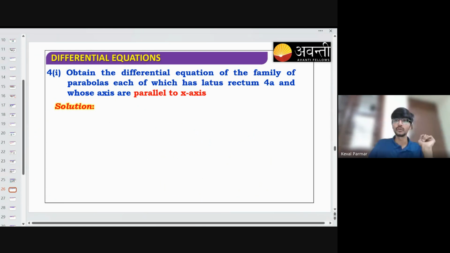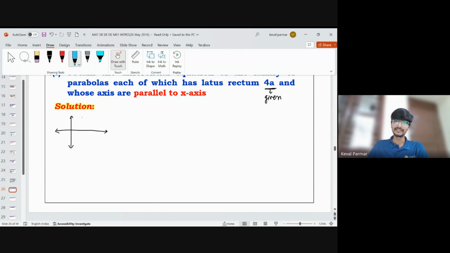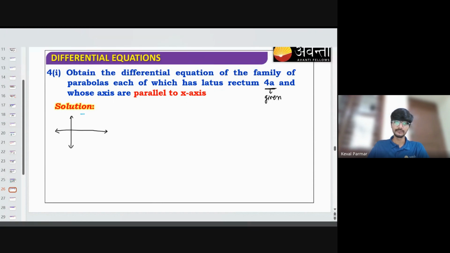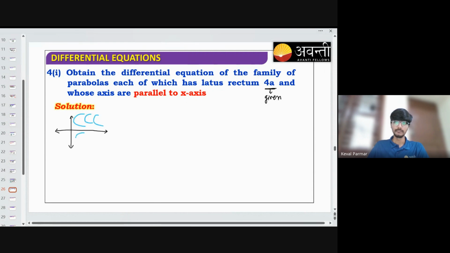This will be somewhat connected to conics. What is it that is said? Form the differential equation of the family of parabolas which has latus rectum length 4a. 4a is given and the axis is parallel to the x-axis. That means I have a parabola. This is the x-axis, this is the y-axis. So there may be an infinite number of parabolas whose axis is parallel to the x-axis. Many parabolas possible. Right? These all parabolas are possible.